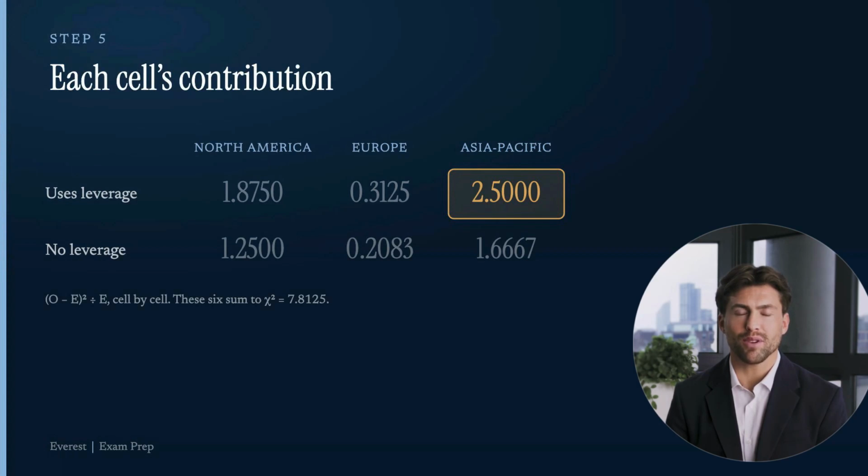North American leverage is next at 1.875. Europe barely moves the needle. The 6 contributions add up to 7.81.